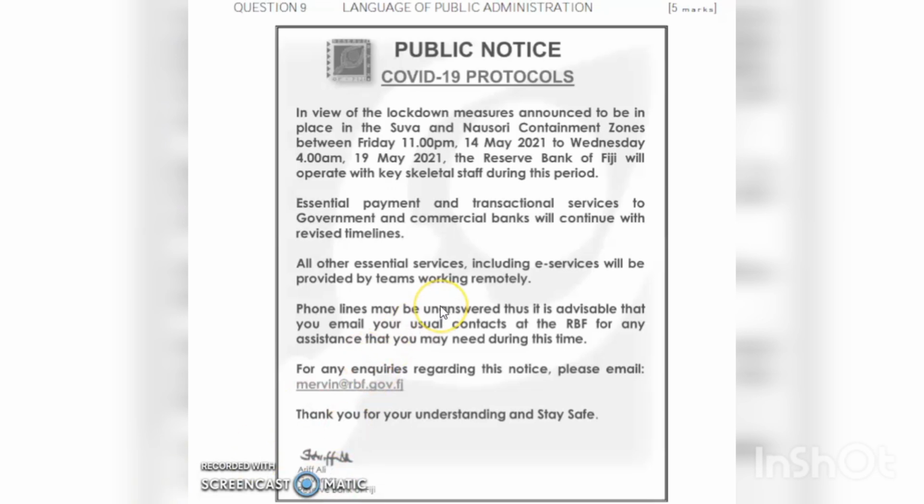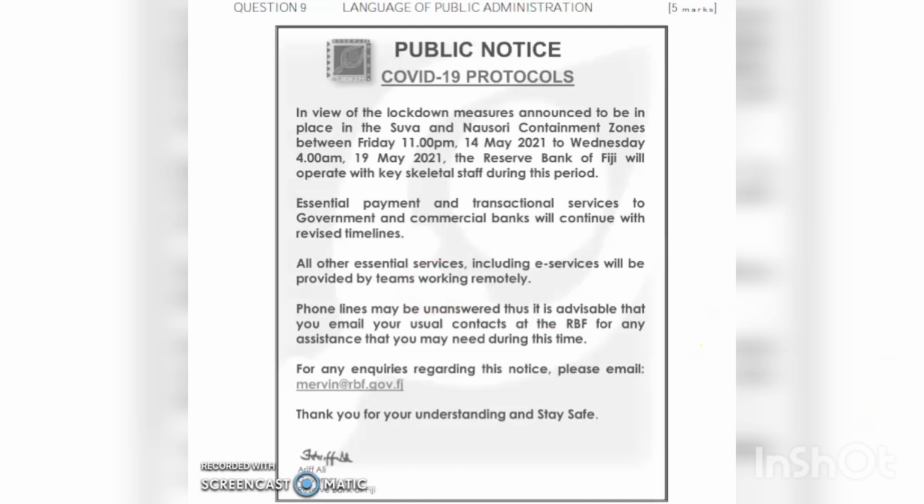Now let's look at our linguistic features. Commercial. Let's first look at the most obvious ones, which is the jargon. So "public notice" is a jargon in itself. Then you have "for any queries", which is a public administration phrase. Whenever you see that, you know it means if you have any questions. You can also have "it is advisable that you email", etc. These are features usually used in these notices.